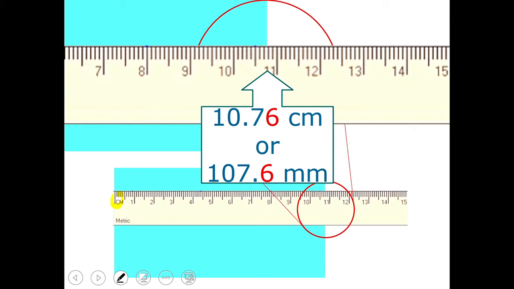Notice that you can't be arbitrary. It's obvious that the rectangle is falling somewhere right in the middle between 10.7 and 10.8 centimeters, or 107 and 108 millimeters. So it would be inaccurate to record it as 10.71 because we can tell that it's not that close to the 10.7 centimeter mark.